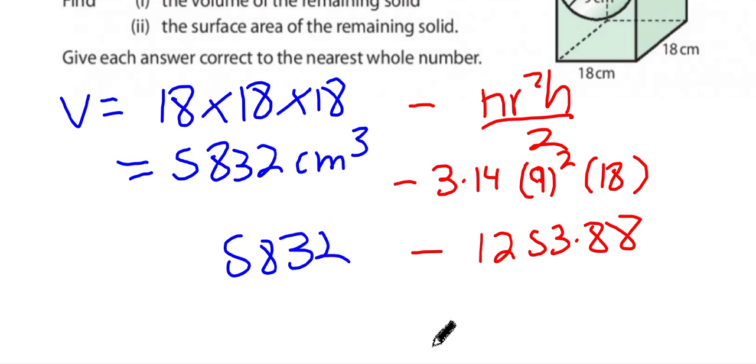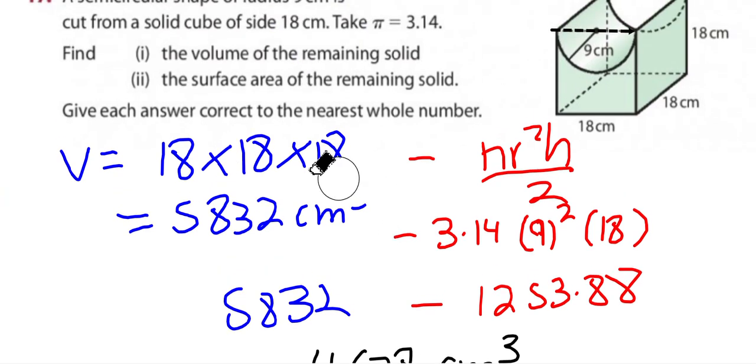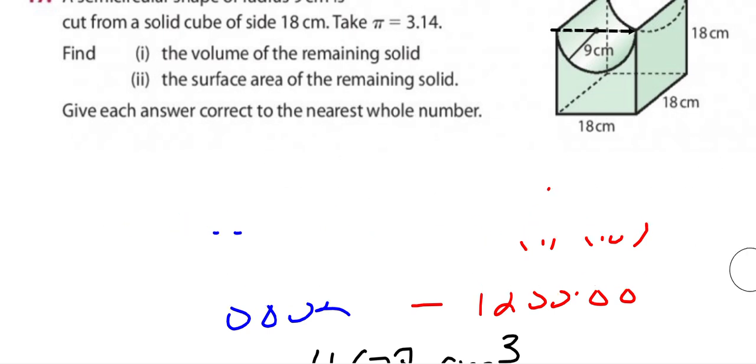This is well in your wheelhouse for doing, isn't it? What do you get? I put it in wrong. 4,578.76. And once again, it wants the nearest whole number, so we'll just go 4,579. Centimeters cubed.